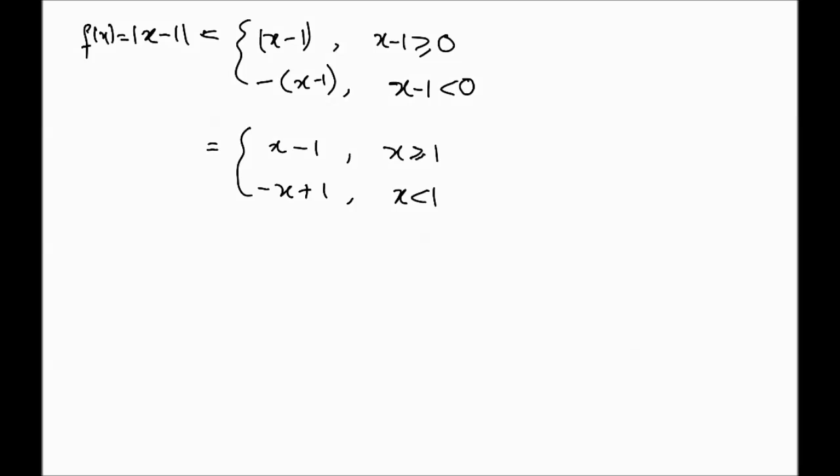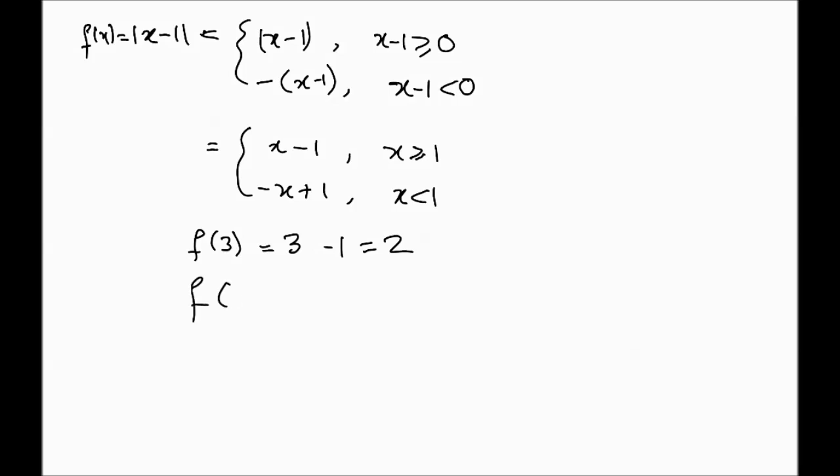So let's look at just a few further examples within this one. If I wanted to calculate, for instance, f of 3, that's equal to, well, clearly that fits in this line because that 3 is clearly greater than 1. So it's going to be up here, which means I'm going to use this formula. So that means it's going to be 3 minus 1, which is equal to 2.